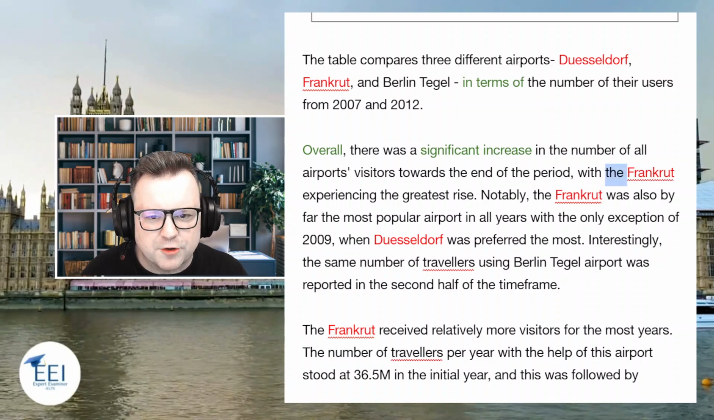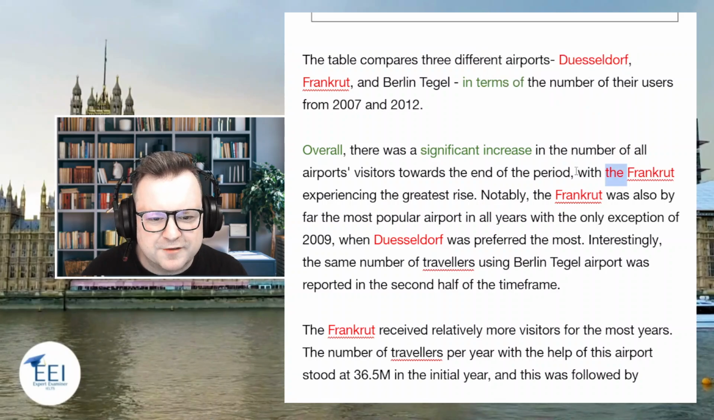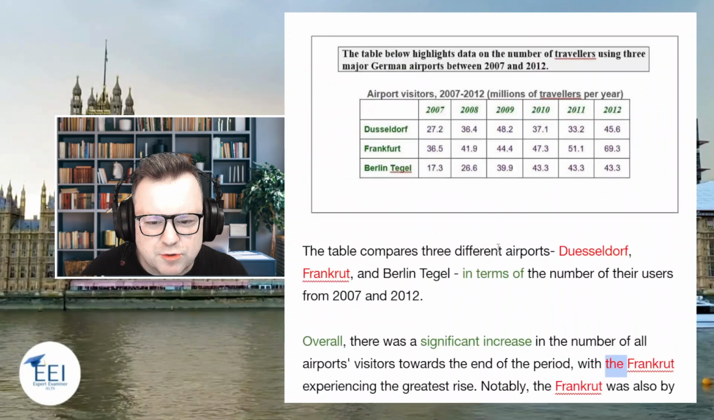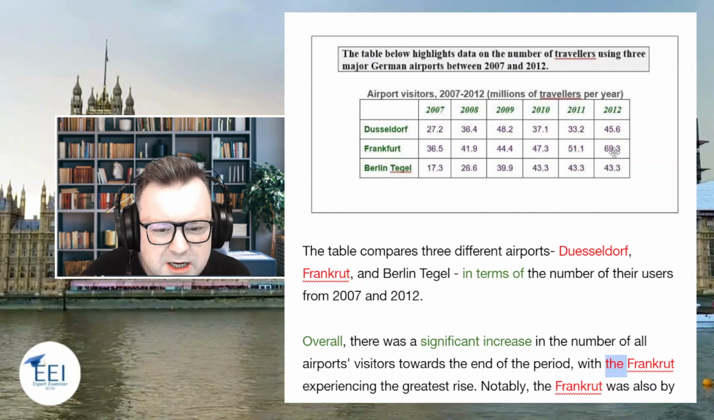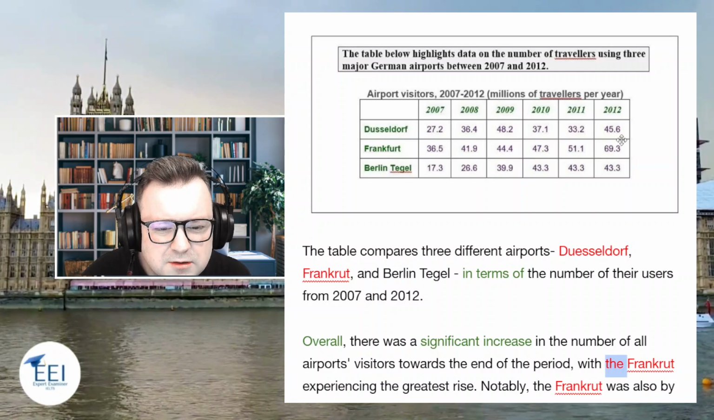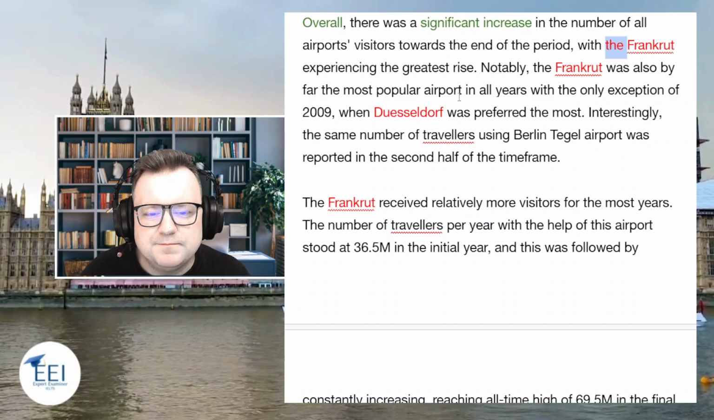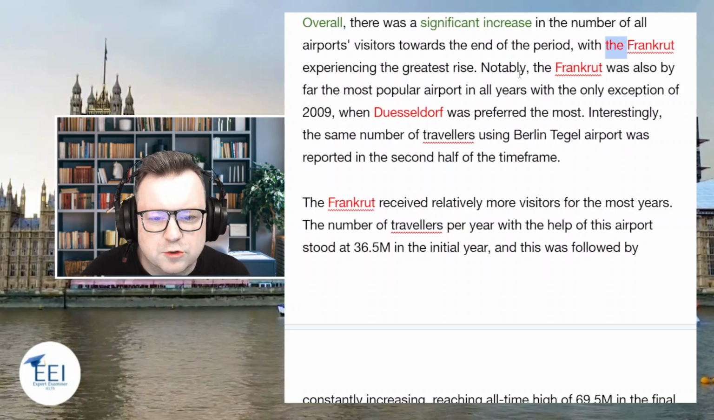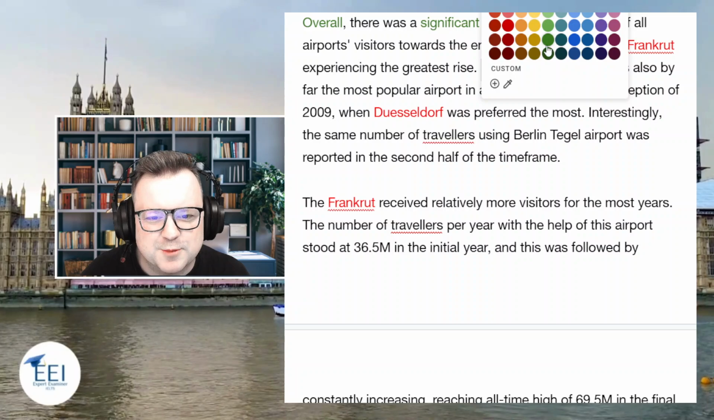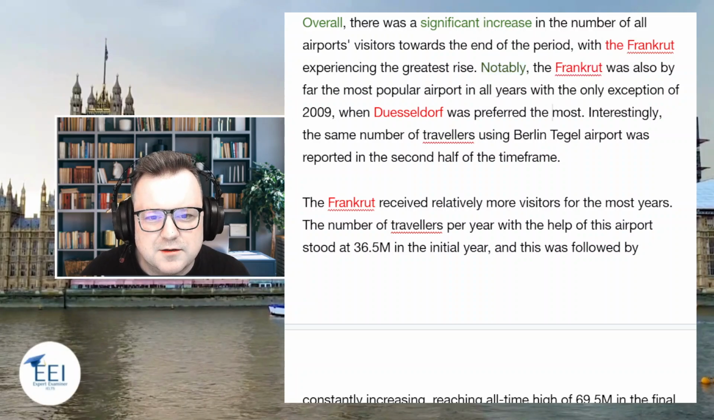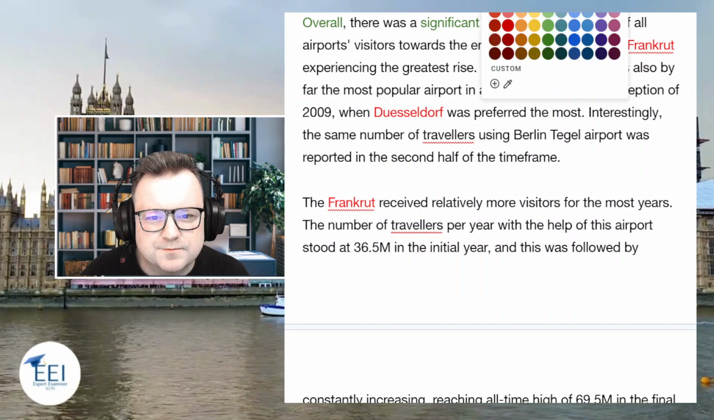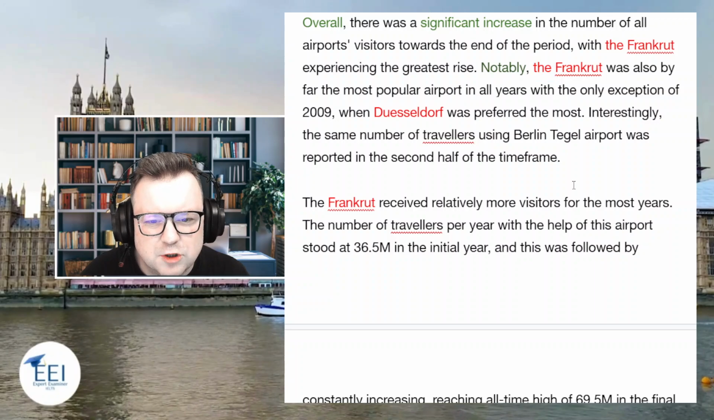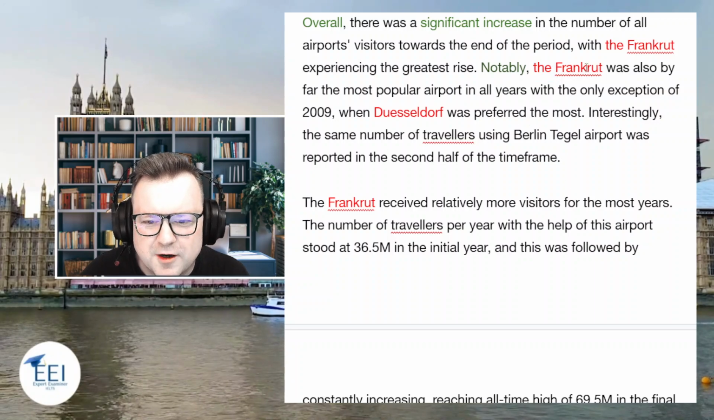With the Frankfurt, not the, just Frankfurt, experiencing the greatest rise. 51 to 69, absolutely. Yep, that's true. Notably, nice. I like notably. Notably, not the Frankfurt, but just Frankfurt. Notably, Frankfurt was also by far the most popular airport.